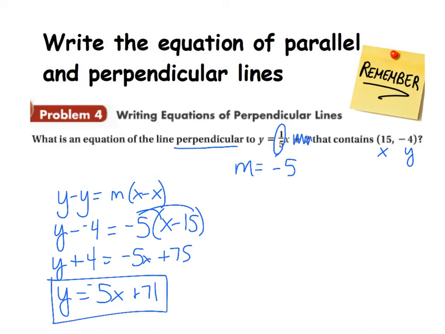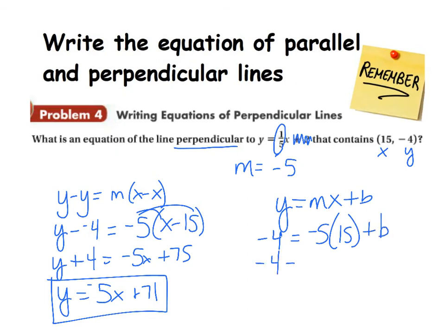Now, I'm going to go through the other method real quick here in case that's your preferred method. Again, it just depends on the year which one we do. So I could use this form here, and I put in my -4 and my -5 and my 15, and I'm searching for b. -4 is equal to a -75 plus b.